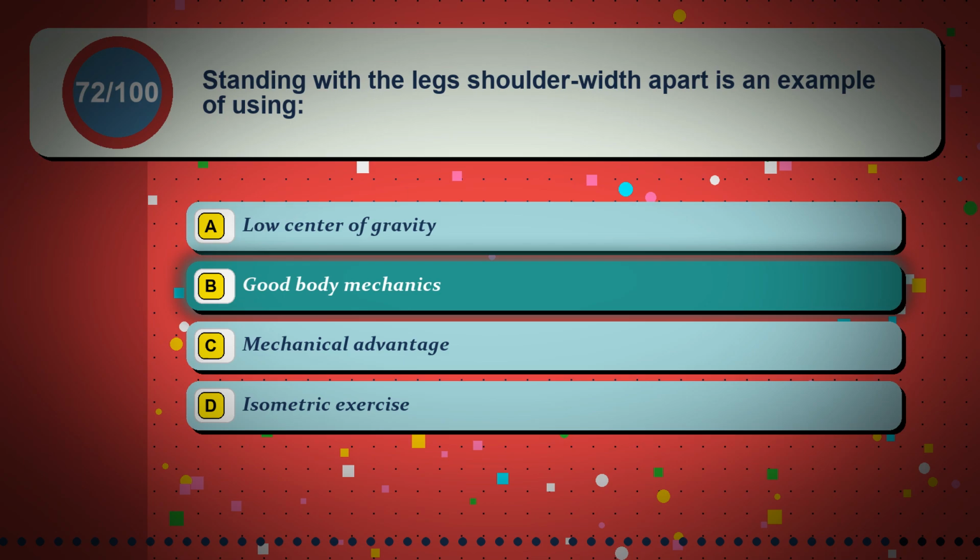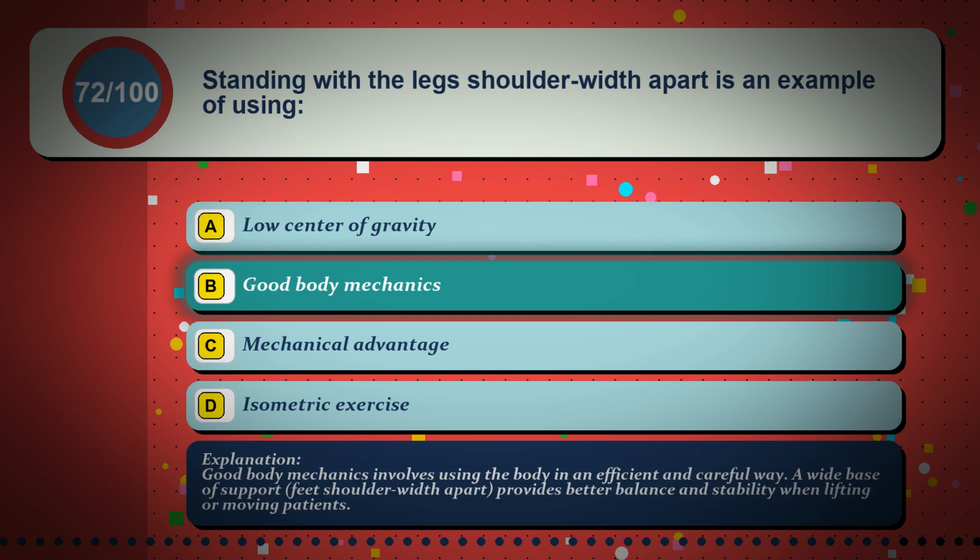The correct answer is option B, good body mechanics. Good body mechanics involves using the body in an efficient and careful way. A wide base of support, feet shoulder width apart, provides better balance and stability when lifting or moving patients.